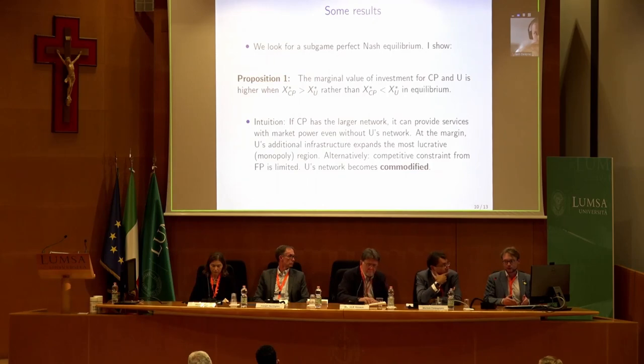An alternative way to think about this is that as long as U's network is smaller, FP's ability to competitively constrain the vertically integrated firm is limited. And this means that at the margin, each additional unit of investment by U adds the same amount of value to the profit of the vertically integrated firm. And that's why I say U's network becomes a commodity here. That's why I say its network becomes commodified.